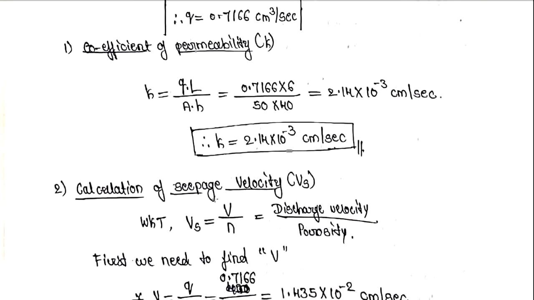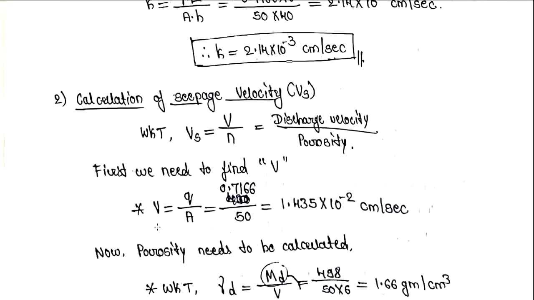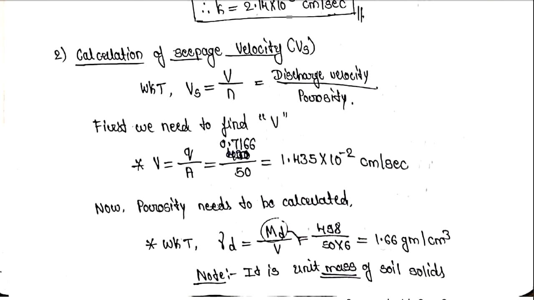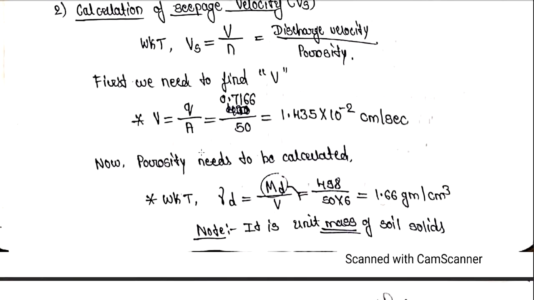Next, calculation of seepage velocity. To calculate the seepage velocity, what do we need? Seepage velocity is equal to discharge velocity divided by porosity. We know this formula, we have studied it in previous sessions. Now to find the discharge velocity, we have the data Q. We have the equation Q is equal to V into A. I modify it, V is equal to Q divided by A, and I get the answer like this. We have calculated V, we need porosity.